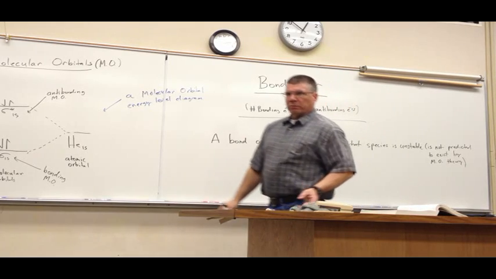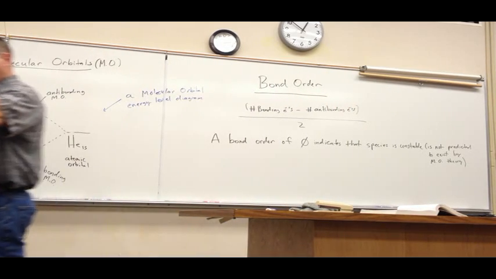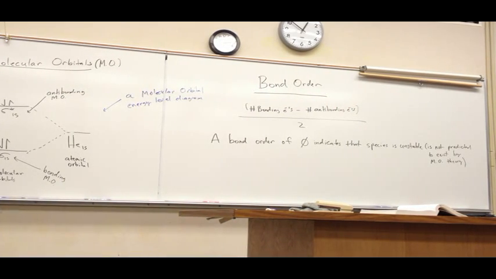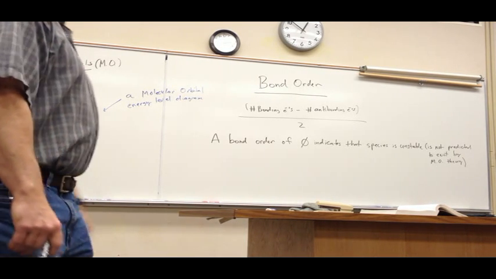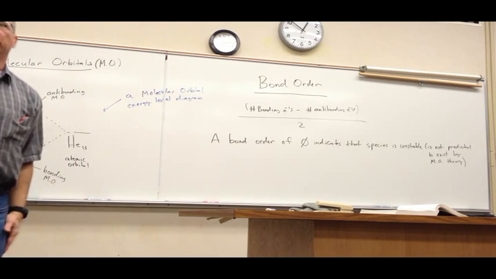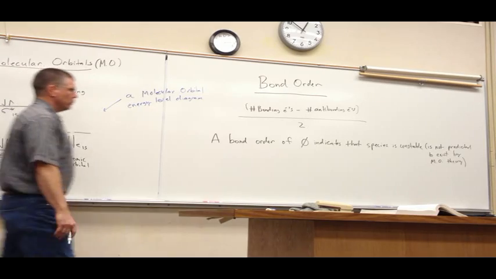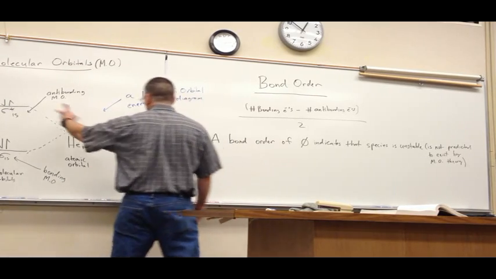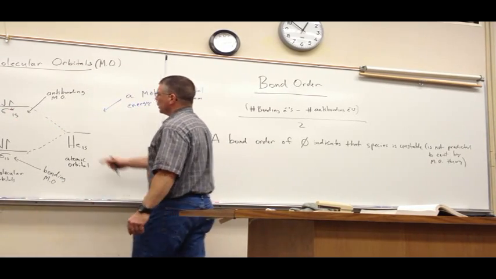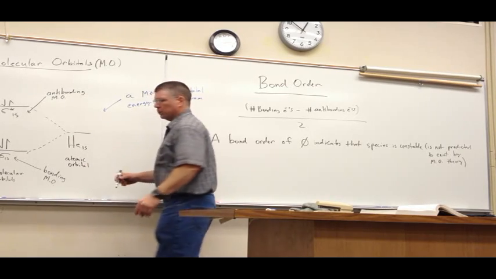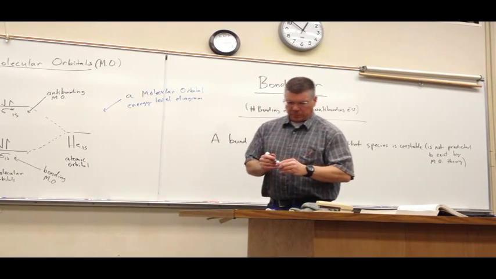If you get a bond order of 0, what we say is that molecule is too unstable to exist. It's lower in energy for those electrons to be on the individual atoms. So if a bond doesn't form, we say that molecular orbital theory predicts that molecule won't exist. And so if we calculate the bond order for He2, dihelium, it's 0, right?